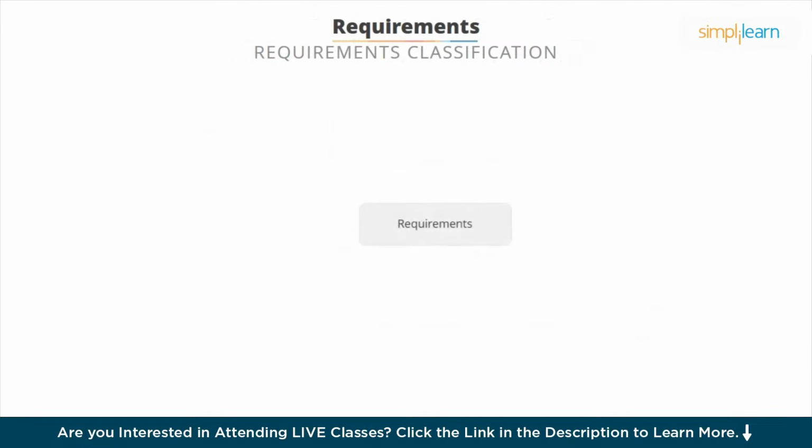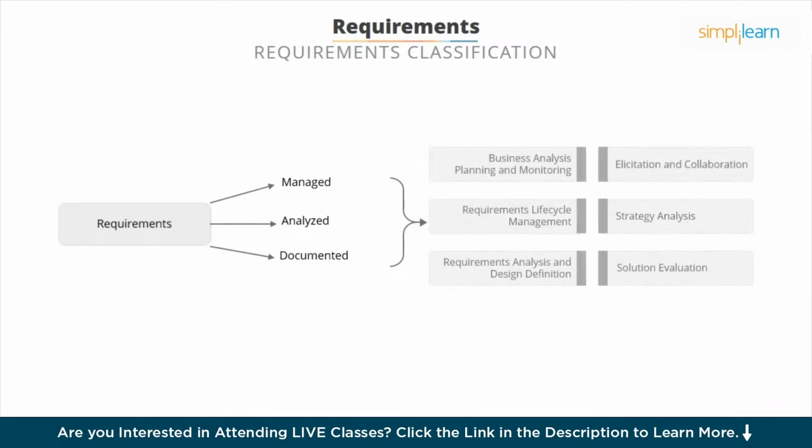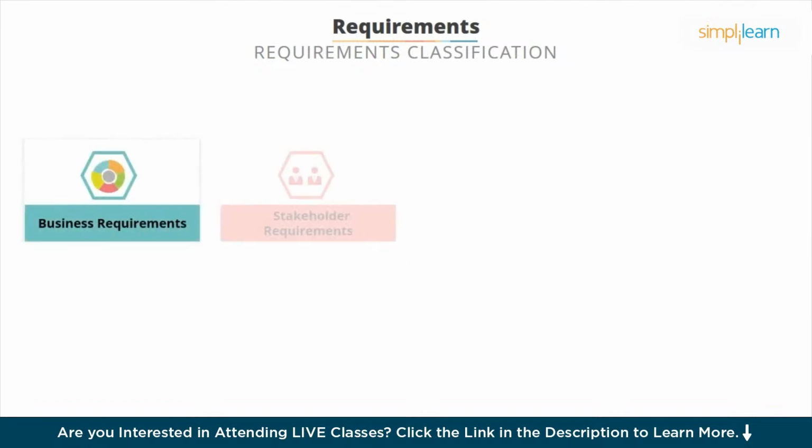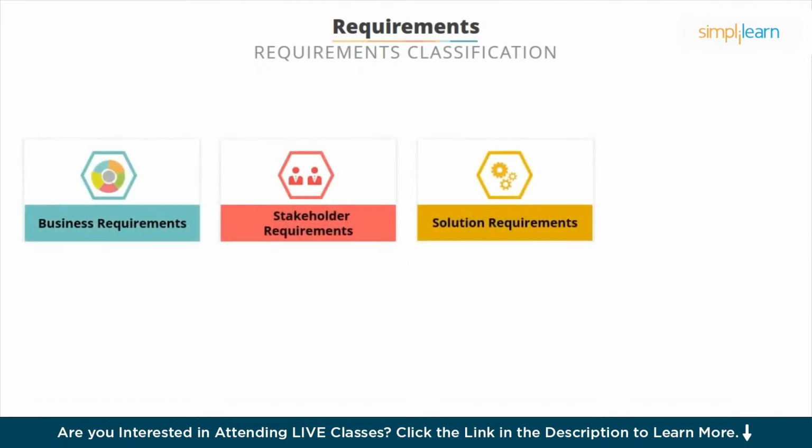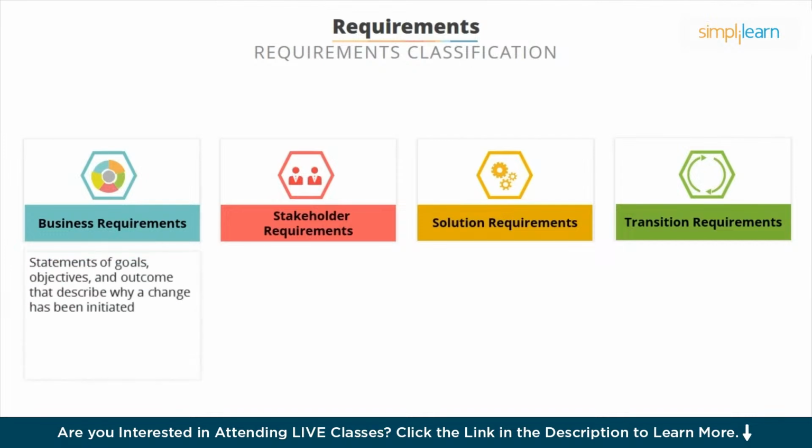We have seen how requirements are managed, analyzed, or documented in different knowledge areas. Let's discuss requirements themselves. Requirements are classified as business requirements, stakeholder requirements, solution requirements, and transition requirements. Let's look at details of each of these requirements. Business requirements. Business requirements are statements of goals, objectives, and outcomes that describe why a change has been initiated. Business requirements are analyzed and documented in the strategy analysis knowledge area.